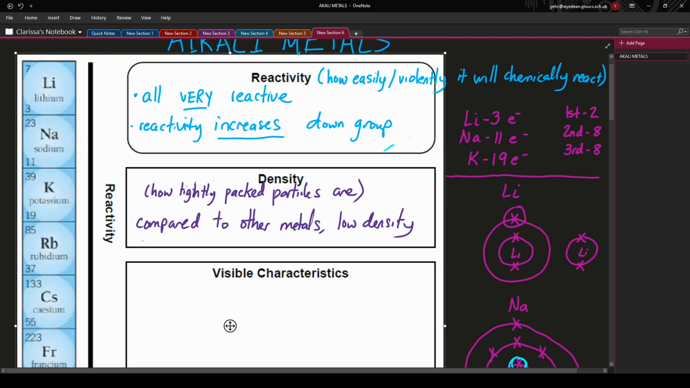Another note for the alkali metals is because they're a bit lower density, they can float on water. So if you were to put a chunk of lithium into water, it would float along the top. Same with sodium, same with potassium. It floats on the top because they're actually less dense than water.